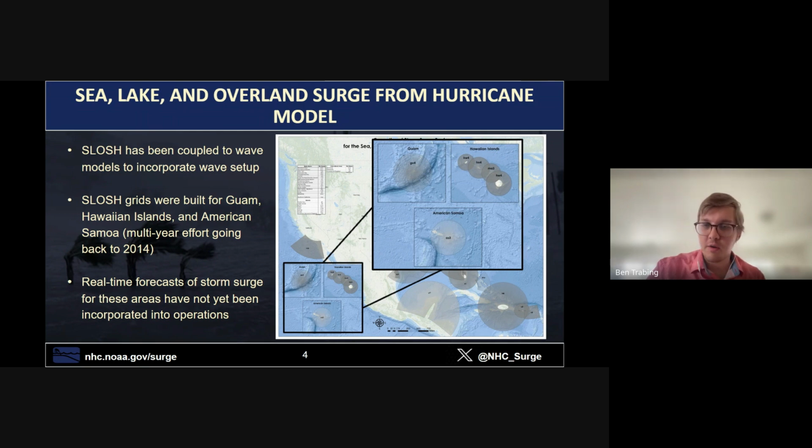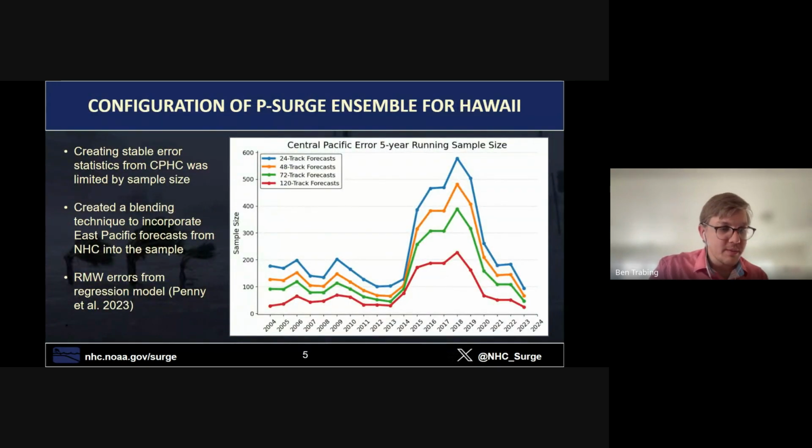So that's really our main focus now: expanding P-Surge to different regions. Really what we're focusing on is Hawaii at this point. So if we go to the next slide, historically P-Surge has only been run in the Atlantic. And so we've only had to use the National Hurricane Center's forecasts and the National Hurricane Center's forecast error distribution. When we're going out to Hawaii, we actually have to use CPHC's forecasts and CPHC's forecast errors.